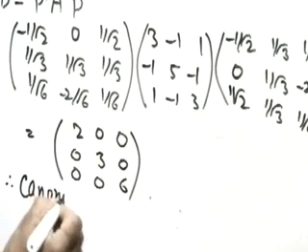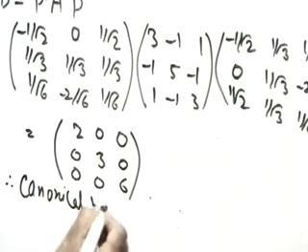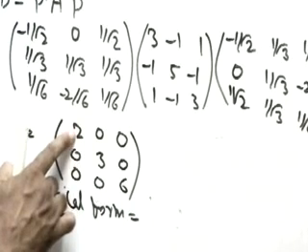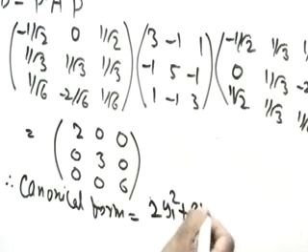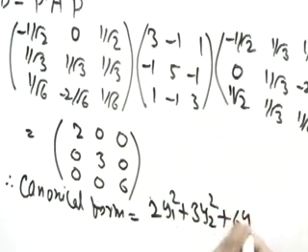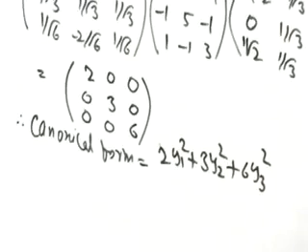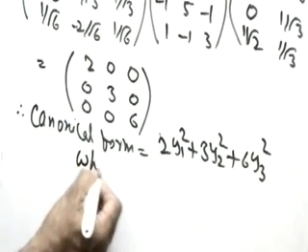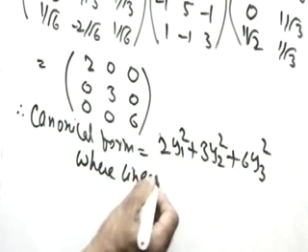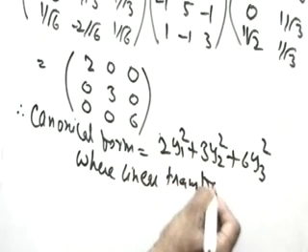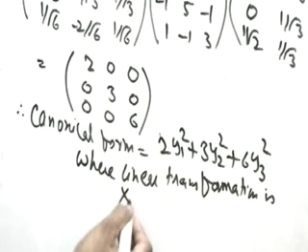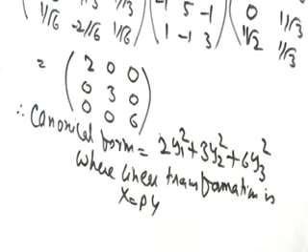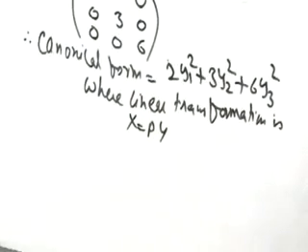Now, therefore, the canonical form. When we say canonical form, you apply it with y1 square, y2 square, y3 square. It will be 2y1 square plus 3y2 square plus 6y3 square. First step. With this, you also write the linear transformation, where the linear transformation is x equals P into y.